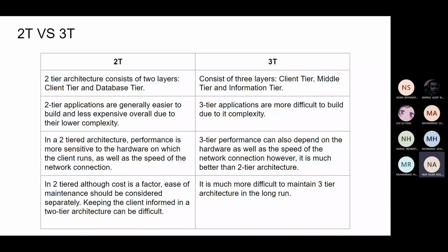And then in three-tier, performance can also depend on the hardware as well as the speed of the network connection. However, it is much better than two-tier architecture. The last one: in two-tier, although cost is a factor, ease of maintenance should be considered separately. Keeping the client informed in a two-tier architecture can be difficult. For the three-tier, it is more difficult to maintain the architecture in the long run. That's all.